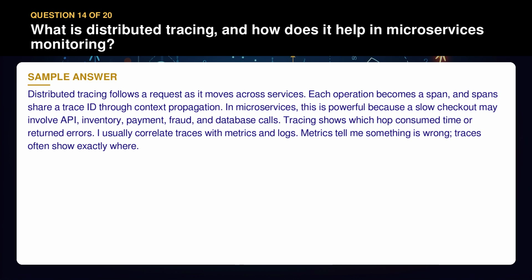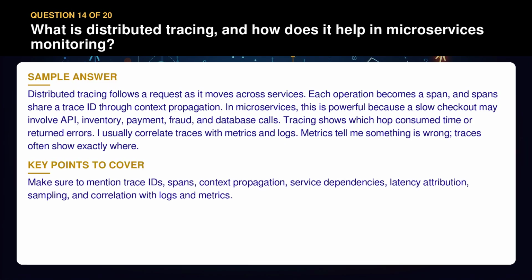Tracing shows which hop consumed time or returned errors. I usually correlate traces with metrics and logs. Metrics tell me something is wrong. Traces often show exactly where. Make sure to mention trace IDs, spans, context propagation, service dependencies, latency attribution, sampling, and correlation with logs and metrics.